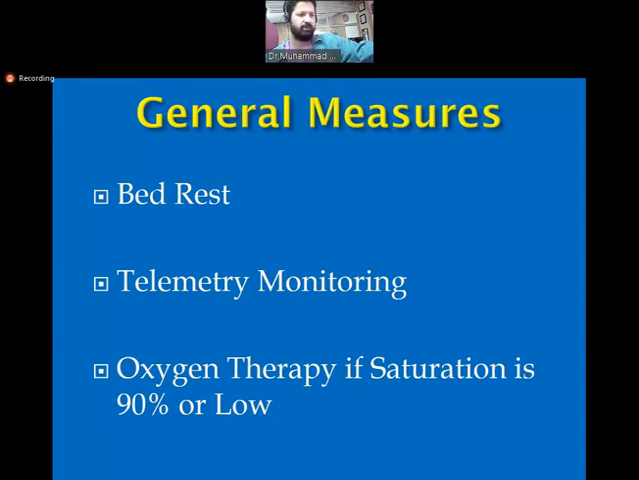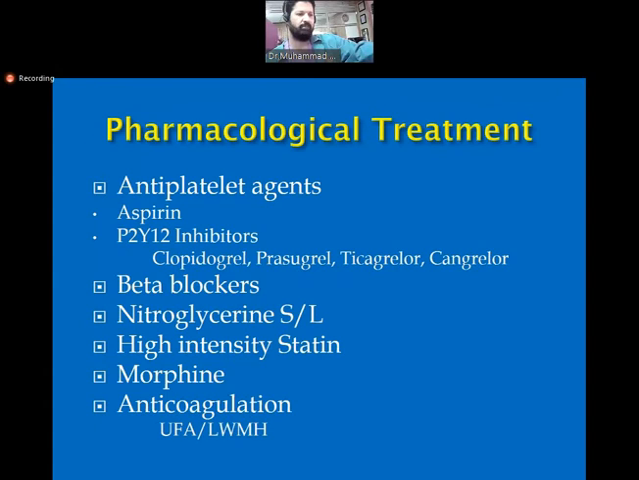In general, measures are the same, that is bed rest, telemetry monitoring, oxygen therapy, maintaining IV line, and Foley's catheterization. And treatments are the same. Besides, in this, you give nitroglycerin to the patient. Nitroglycerin relieves the pain of the patient in non-ST elevation MI or unstable angina.